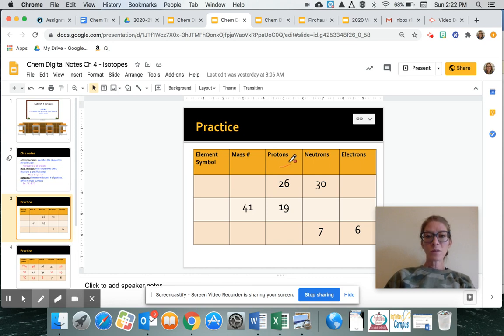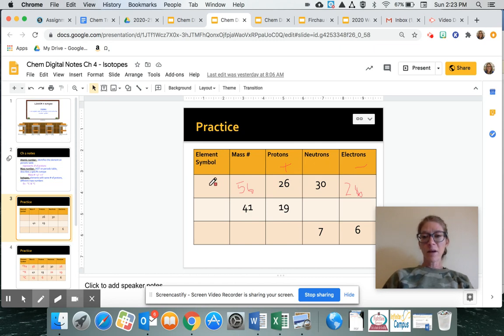So what I do know is protons are positive, neutrons are neutral, and electrons are negative. So if I have 26 positive charges, and I know atoms are neutral overall, my positive charges have to equal my negative charges. So I know that I have 26 electrons. I also know that mass number is equal to my protons plus neutrons. So if I take my 26 protons and add them to my 30 neutrons, I get a mass number of 56.